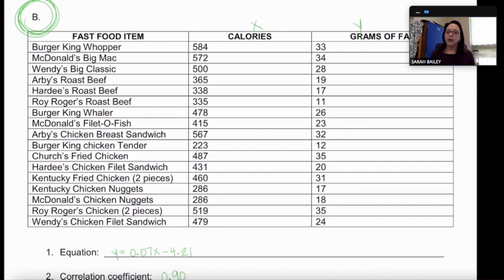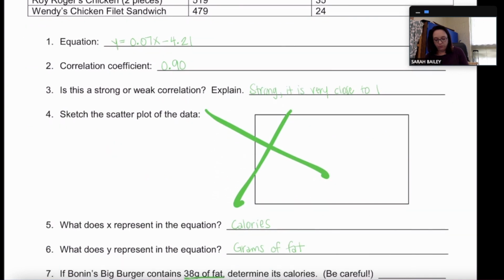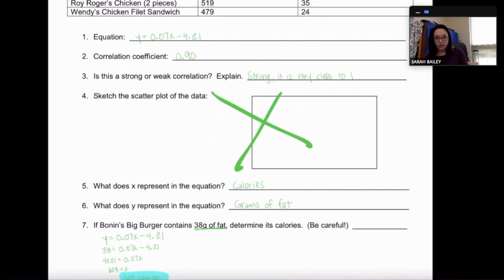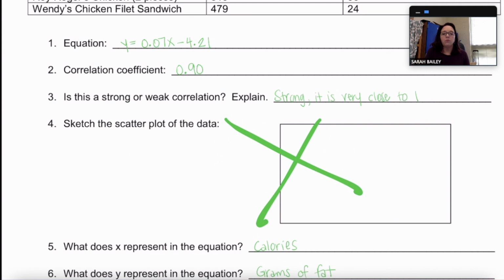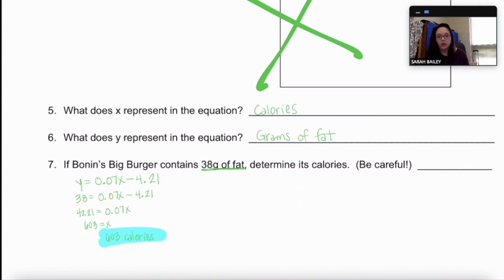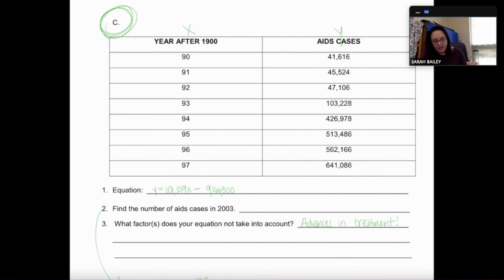Hey guys, welcome back. So we're going to check over problems B and C. So for problems B and C, remember that I used Desmos, and I did round to the nearest hundredth where necessary. So here's the first part of problem B. Remember, you can skip the sketching of the scatter plot. And there's the 5, 6, and 7. You needed to be careful in number 7 because when they gave you the 38 grams of fat, that was a y value. So you had to plug the 38 in place of y and then solve the equation to find x.